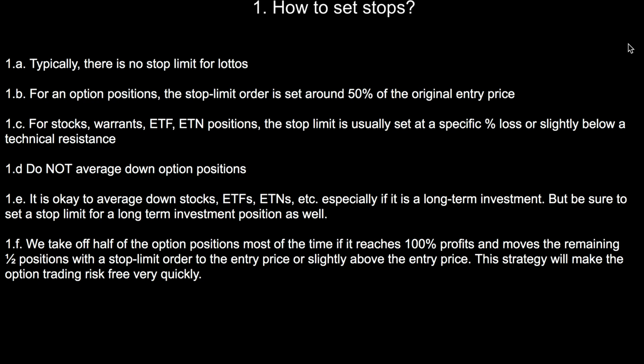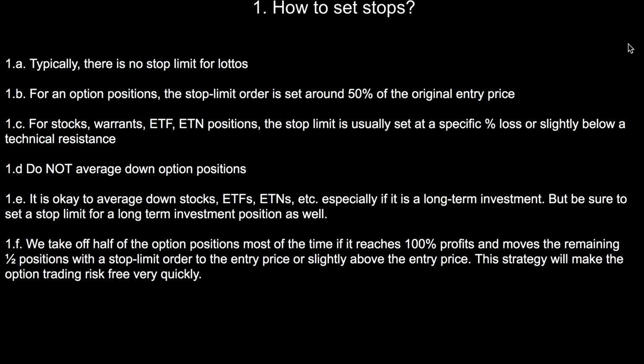However, for stocks, warrants, ETN, ETF positions, the stop limit is usually set at a specific percentage loss or slightly below technical resistance. The reason is that technical resistance is usually a form of very strong support, so we don't just want to stop right on top of it. We want to set the stop limit slightly below it, so if the stock price holds above or at technical resistance, it won't trigger our stop loss.